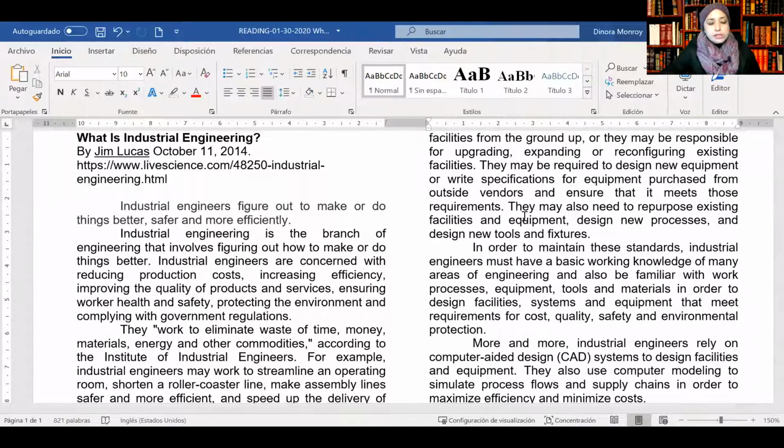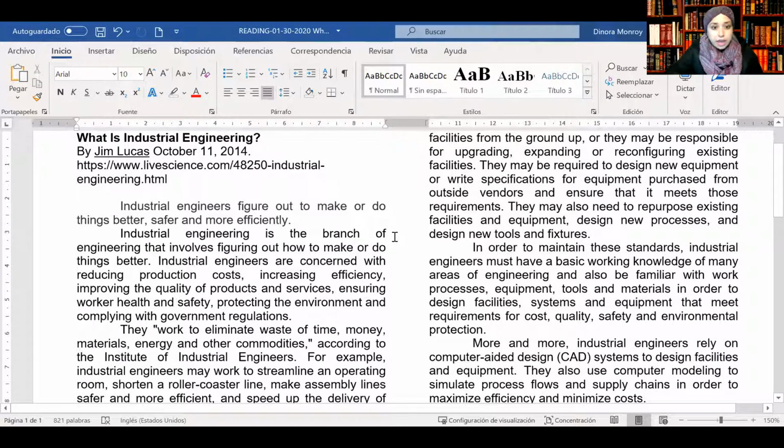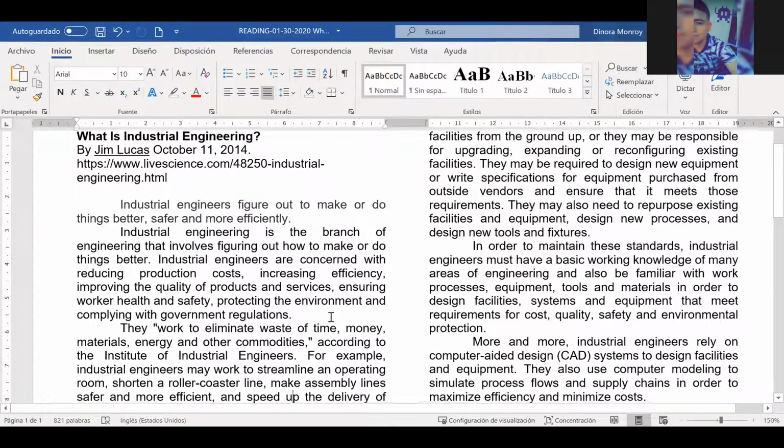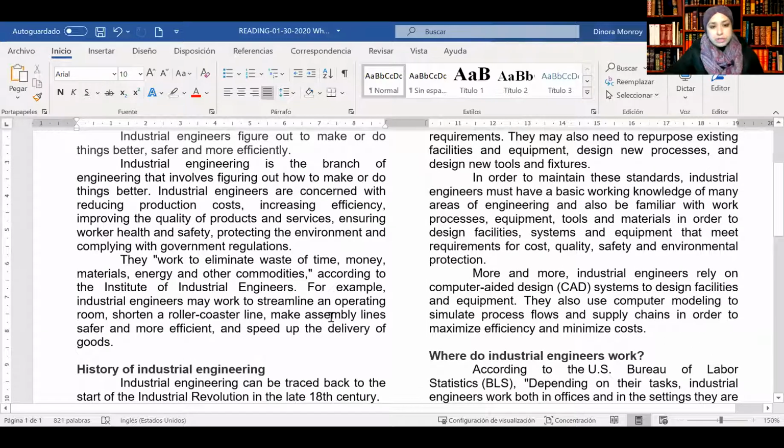Let's see. What is industrial engineering? Industrial engineers figure out to make or do things better, safer, and more efficiently. Industrial engineering is the branch of engineering that involves figuring out how to make or do things better. Industrial engineers are concerned with reducing production costs, increasing efficiency, improving the quality of products and services, ensuring worker health and safety, protecting the environment, and complying with government regulations. They work to eliminate waste of time, money, materials, energy, and other commodities.